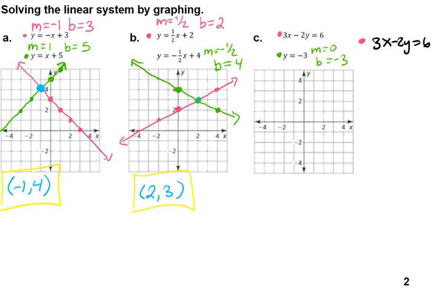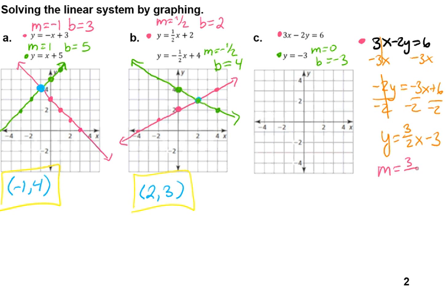So we're going to get the y by itself. We're going to begin by subtracting 3x from both sides. Then we have negative 2y equals negative 3x plus 6. Then we'll divide everything by negative 2 to get the negative 2 to go away. From here, we'll have y equals 3/2 x minus 3. So here, we'll have an m of 3/2 and a b of negative 3.